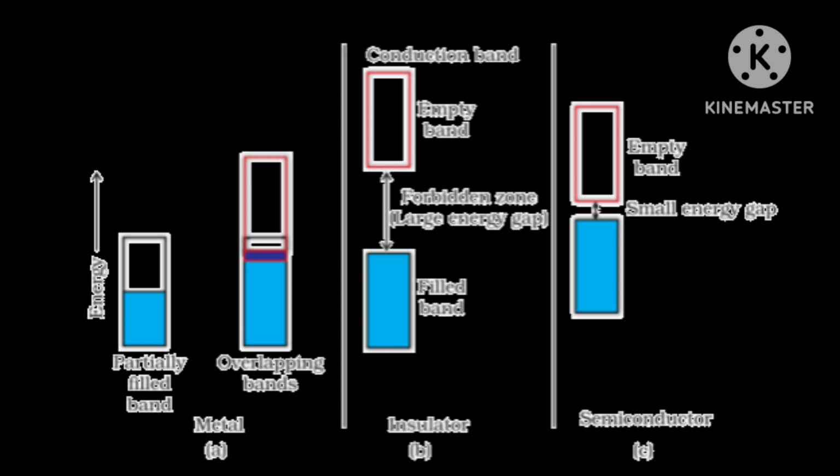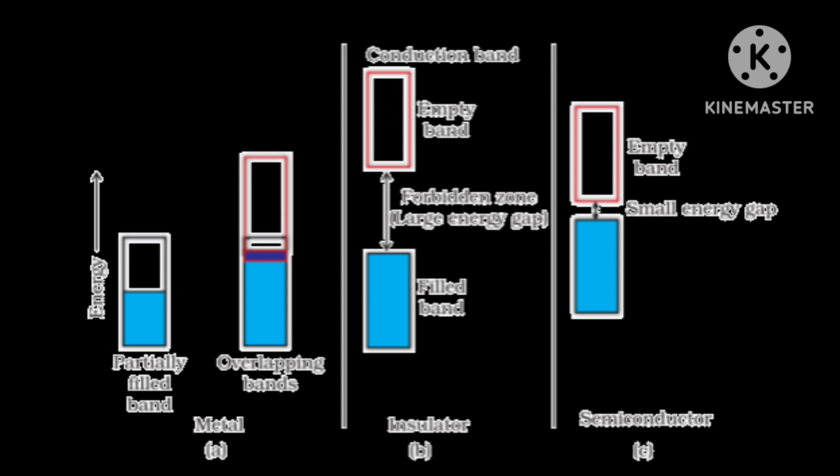Now, what about insulators? These are the solids with very low conductivities, ranging from 10 to the power minus 20 to 10 to the power minus 10 per ohm per meter.